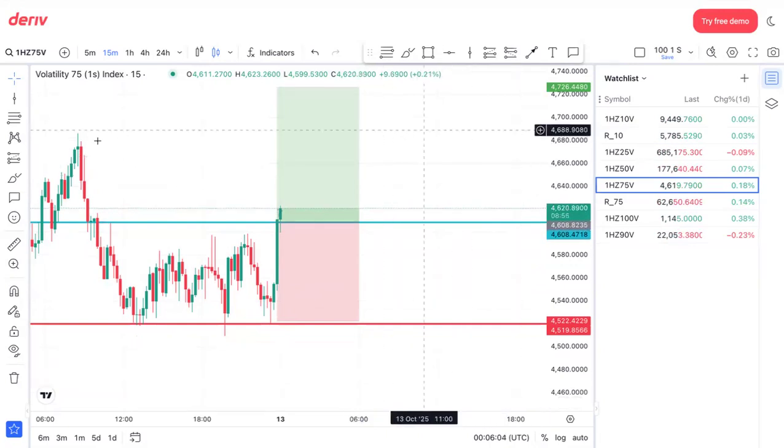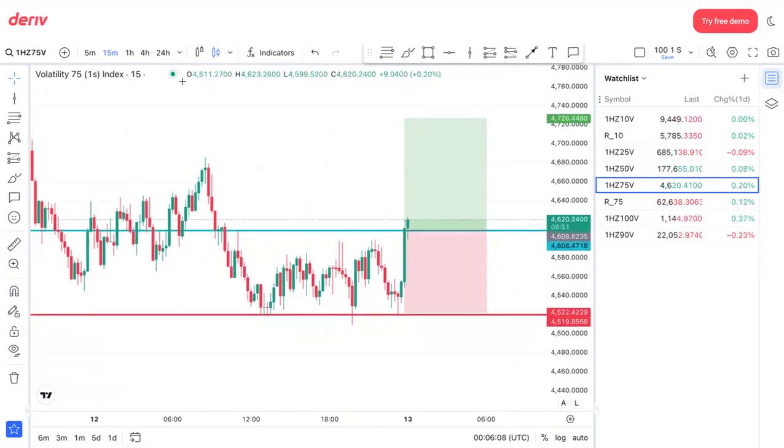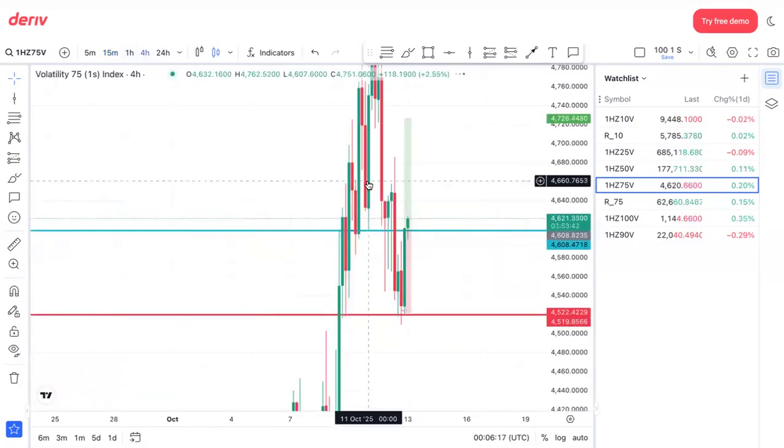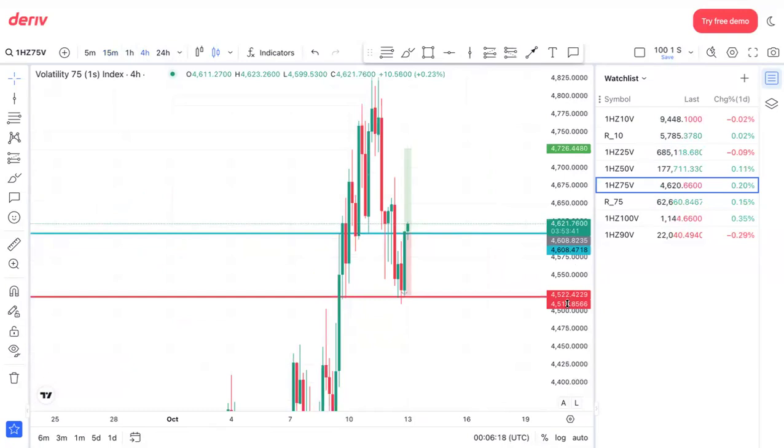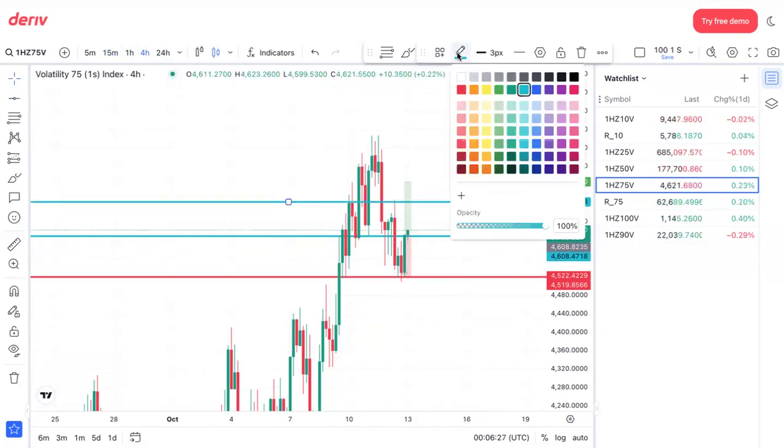So as you can see right here, we're in the buy. Now, when I'm trading, I don't use stop loss, guys. But if you want to use stop loss, what you can do is go to your 4-hour time frame and outline where the market last went. So right here is where the market last went for the buy.